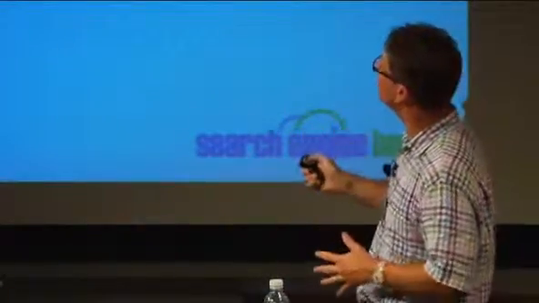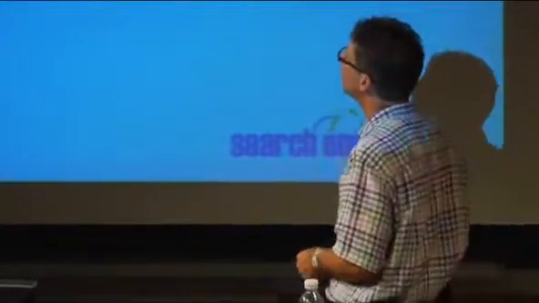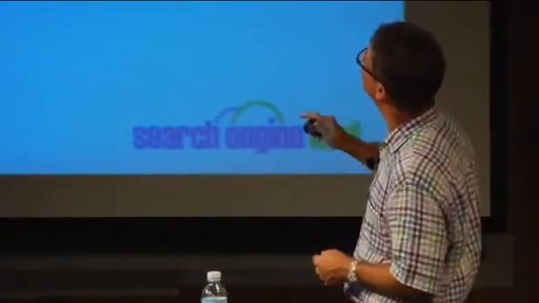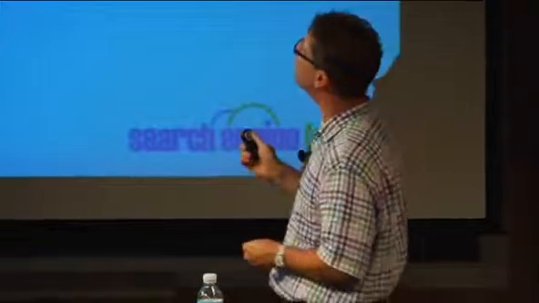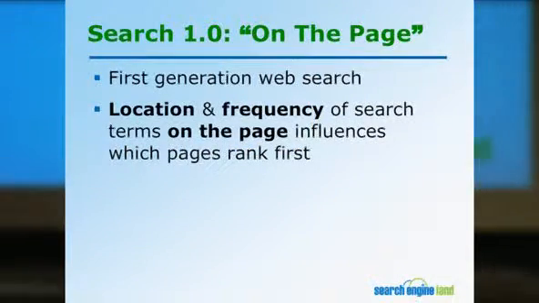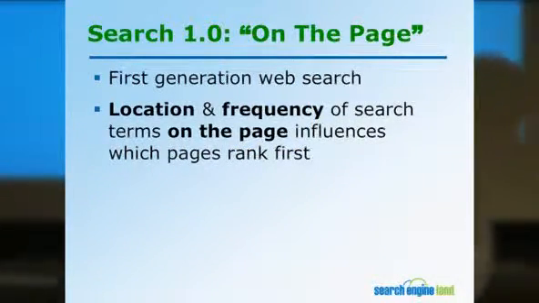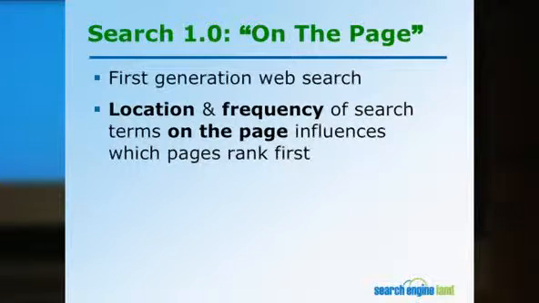So the idea is that we've had these changes, an upgrade to search, and there are some significant changes coming that marketers like yourselves need to be aware of. So I want to go back in time a bit and talk about what came before 3.0, and 2.0 or 1.0, before 4.0 and so on. Search 1.0 to me would have been first generation web search, the idea of location and frequency of the terms on the page.